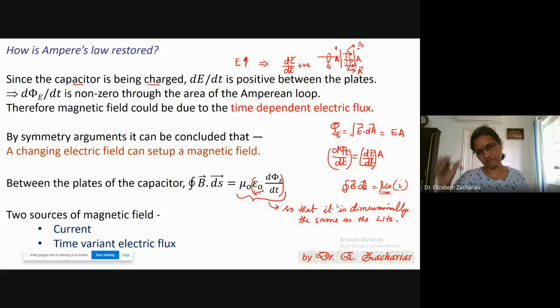Now the question is, does it mean that the old Ampere's law is wrong? Does it mean that this Ampere's law is wrong? Or does it mean that both are correct? So that we will see in a few minutes.